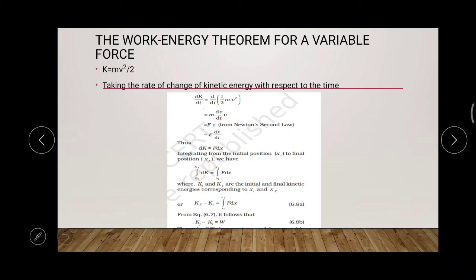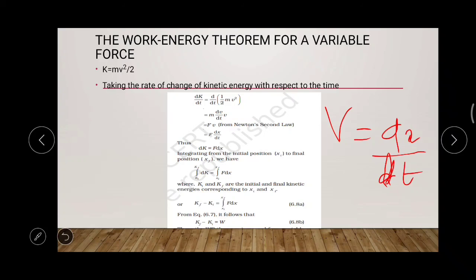Now, dv by dt is actually the a value, acceleration. So m into a into v will be there, where m into a is force. So force into velocity is actually dk by dt. We can write force into velocity is dk by dt. Here velocity, as a function of displacement, is equal to dx divided by dt.